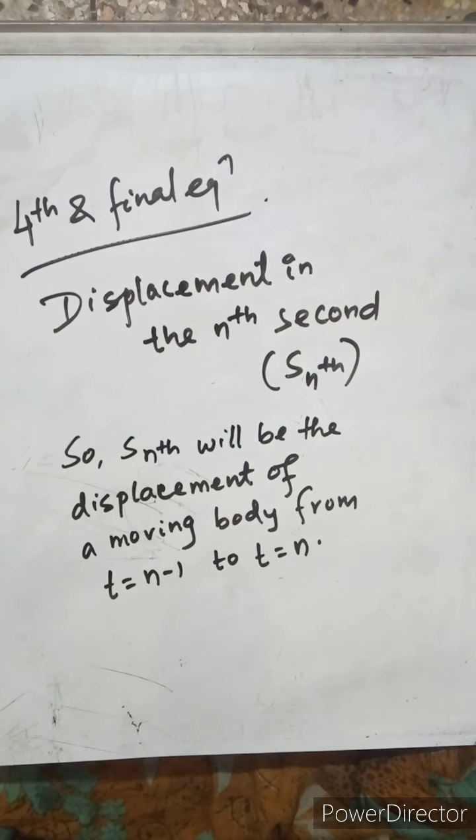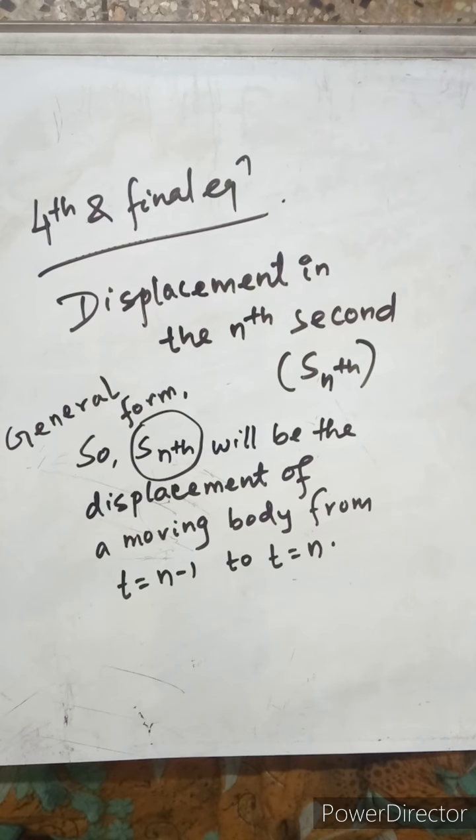So likewise, s nth will be the displacement of any moving body from t is equal to n minus 1 to t is equal to n. So in general form, what we are writing over here is s nth.